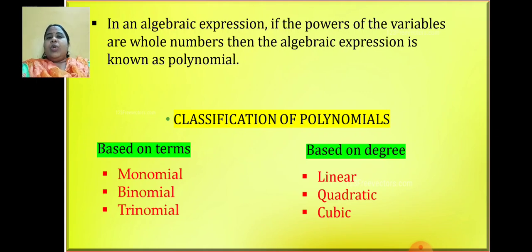Okay, so let us quickly revise the definitions. Monomial means when the number of terms is 1. Two terms means binomial. Three terms in an expression means trinomial. Same way based on degree: if the degree of the expression is 1, it is called a linear polynomial. If the degree is 2, it is called quadratic. And if it is 3, it is called a cubic polynomial. Okay, so based on this, MCQ questions can be asked. So be thorough with the definitions.